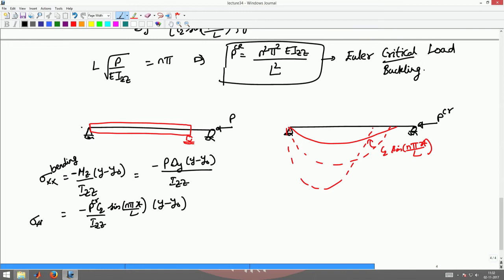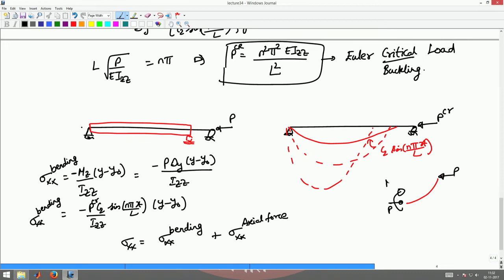Sigma xx due to bending is this. What is the net? Sigma xx would have two components: a bending component plus an actual force component. There is an actual force also coming in here, because if I draw a free body diagram of this structure, I will have a net axial compression P coming in there, and a moment Mz there.